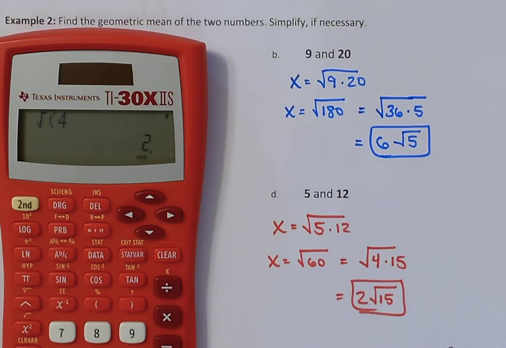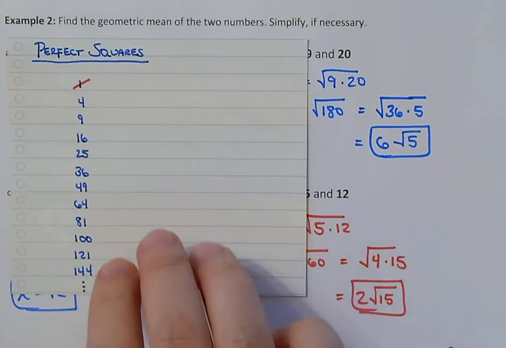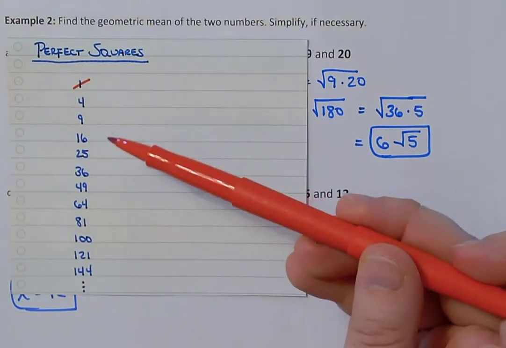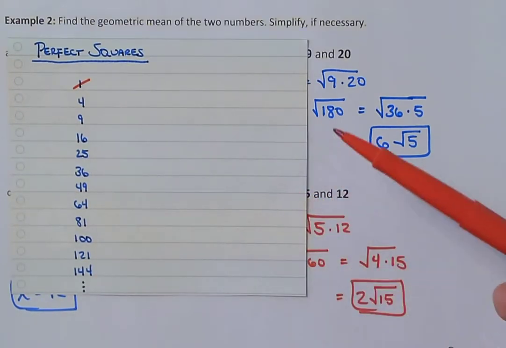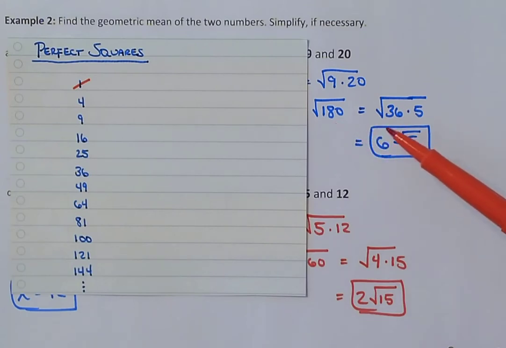If you get a whole number when you take a square root, that is your final answer, as we saw with parts A and C. If, like with parts B and D, you get a decimal, you need to go through and simplify. To simplify, you take your list of perfect squares, you figure out what is the largest perfect square that divides into that number. For 180, it was 36. For 60, it was 4.